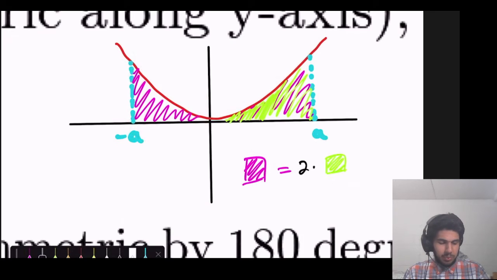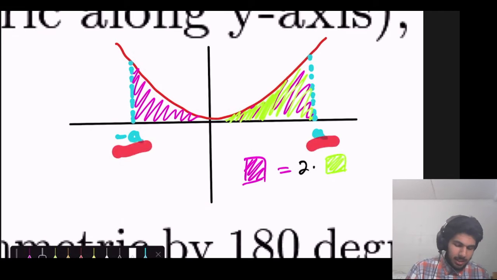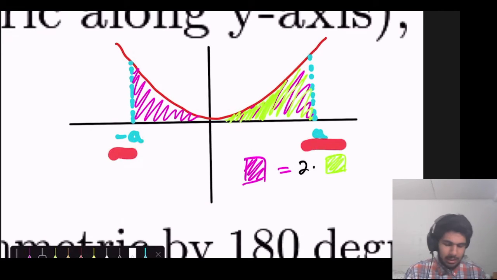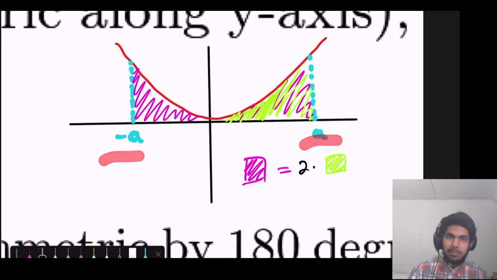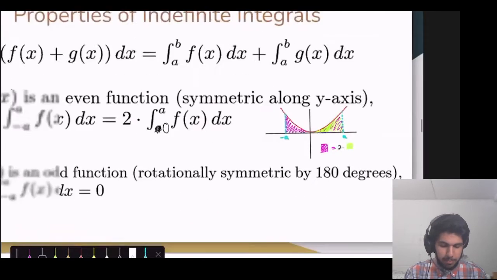So we can use this property if and only if our bounds are negative a and a. So it could be like negative 3 and 3, negative 7 and 7, something like that. But it can't be something like negative 2 and 5. They have to have the same magnitude. Okay, so that is that property.